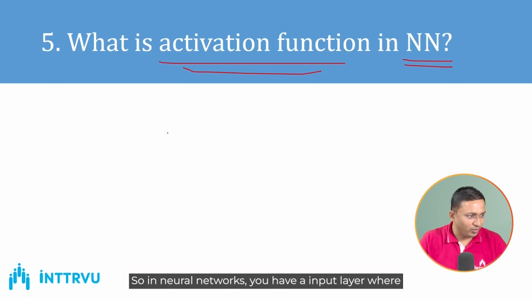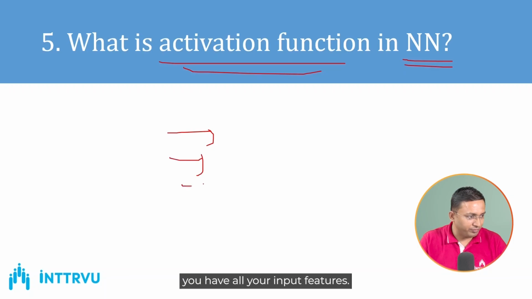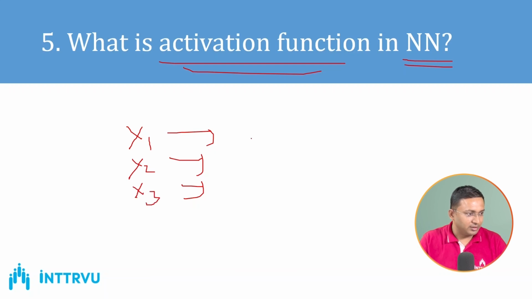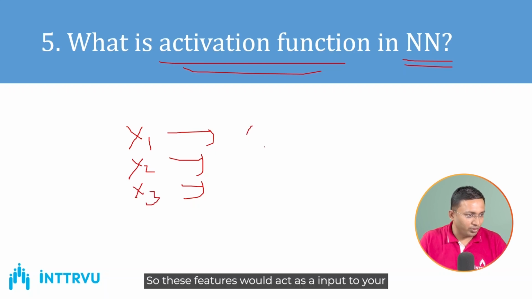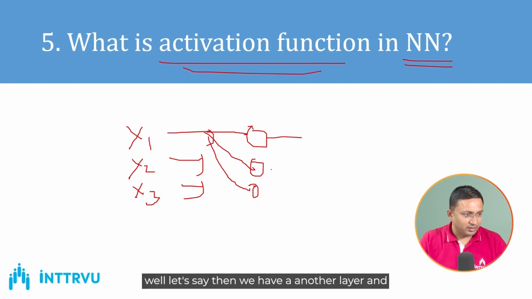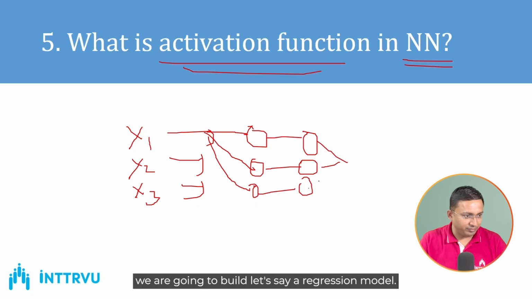In neural networks, you have an input layer where you have all your input features. Let's say you have 3 features in the data, x1, x2 and x3. These features would act as an input to your neural network. Let's say these are the neurons which we have, and the features are given as input to all the neurons. Similarly, these features would be given as input here as well. Then let's say we have another layer, and then a final layer where we are going to build, let's say, a regression model.